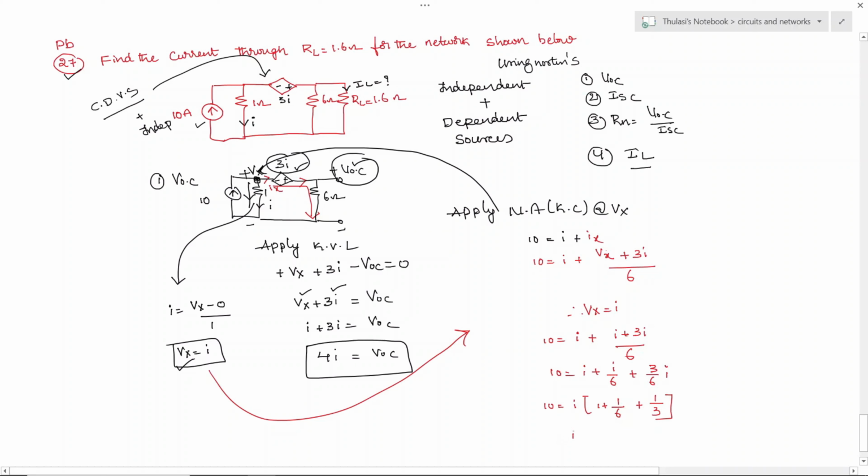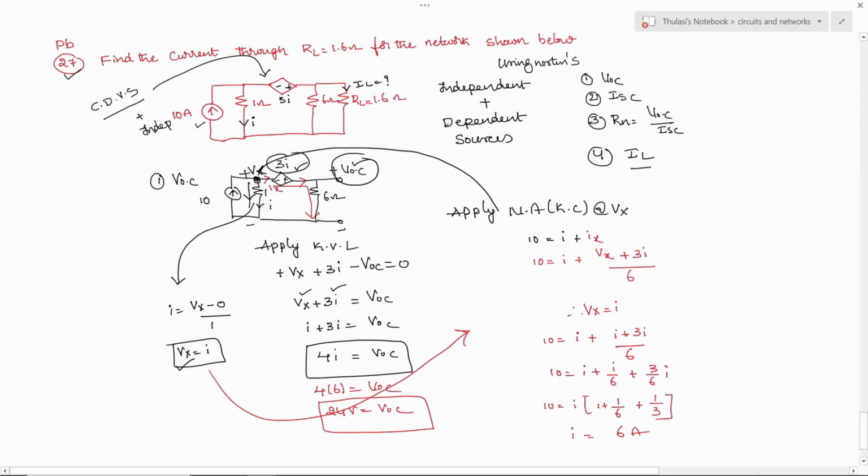Therefore you are going to get the value of I, which is nothing but 6. Okay, so we are going to get 6 amperes. Therefore 4 into 6 is equal to VOC. So that is nothing but you are going to get 24 volts. Okay, so in these problems you have to use a lot of brain.